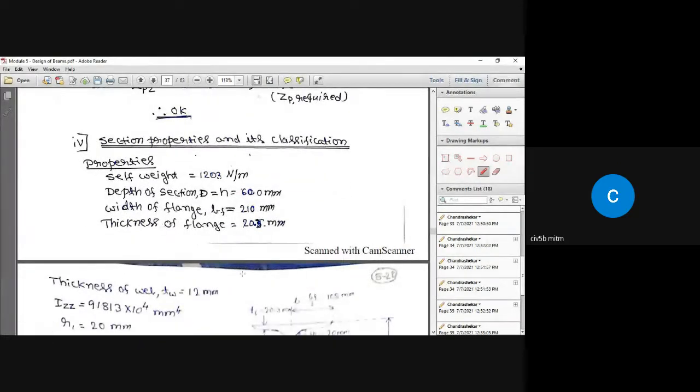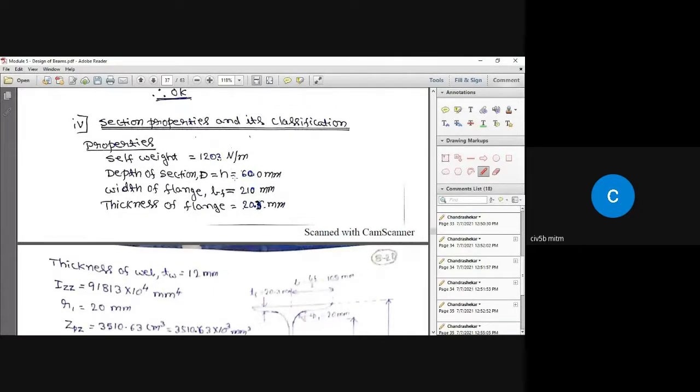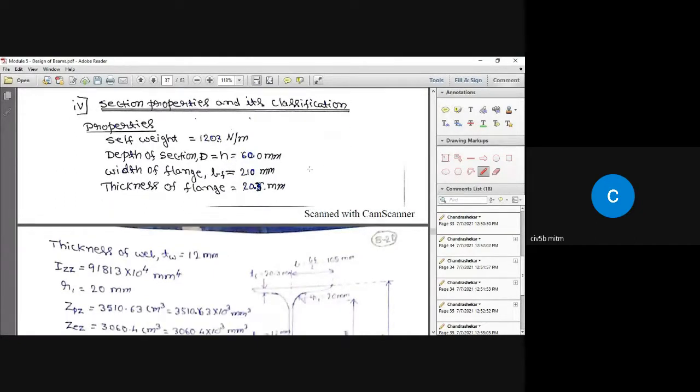Look at the code book and the steel table, and write all the details of this section. So that is the properties of this section. This is what it weighs, 1203 Newton per meter. I don't think we need it. Okay, depth of the section is 600 millimeter, breadth of the flange 210.